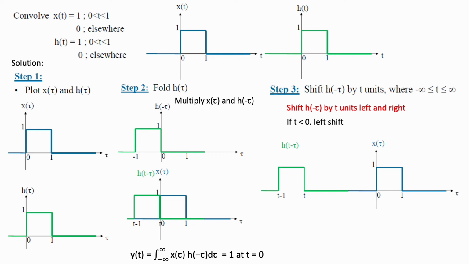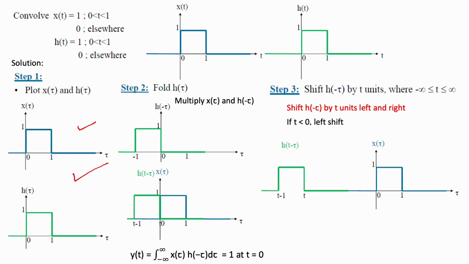h of t, the amplitude is 1, t lies between 0 and 1. Okay, so the same concept. The first step, plot x of tau and h of tau. Here the t is replaced by tau. So the first step is over.